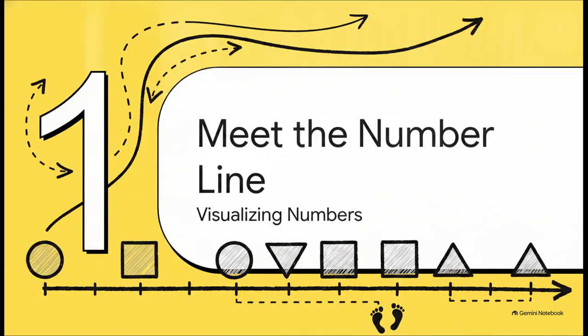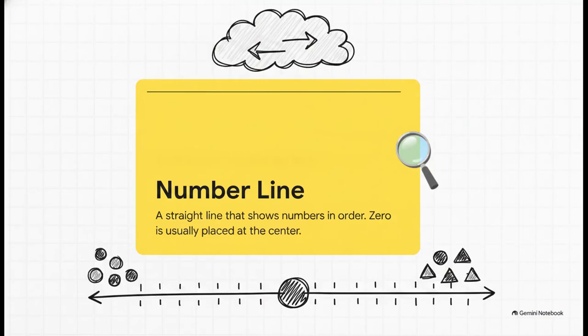Section 1. Meet the number line. So what exactly is this map we're talking about? A number line is simply a straight, horizontal line that shows real numbers in perfect order, typically with 0 sitting right at the center. It's the ultimate tool for visualizing how numbers relate to one another. And that word, visualizing, is absolutely key here. Instead of trying to juggle abstract floating values in your head, you can actually see them plotted out in physical space.